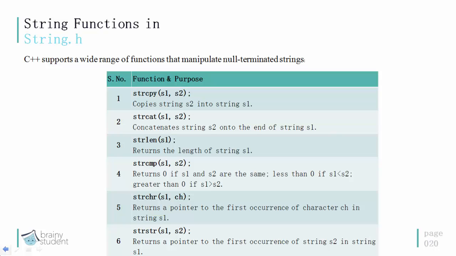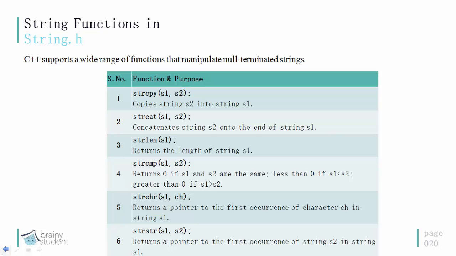Then strcmp is the string function used for comparison. It returns 0 if s1 and s2 are the same. It returns less than 0 if s1 is less than s2, meaning we will have some negative value, and greater than 0, meaning we will have some positive value, if s1 is greater than s2. So it is comparing with reference to s1.